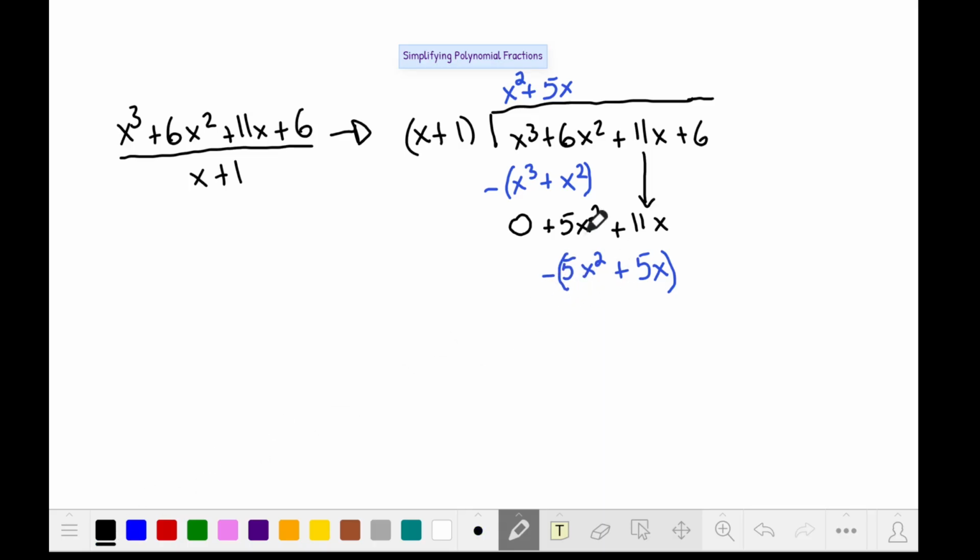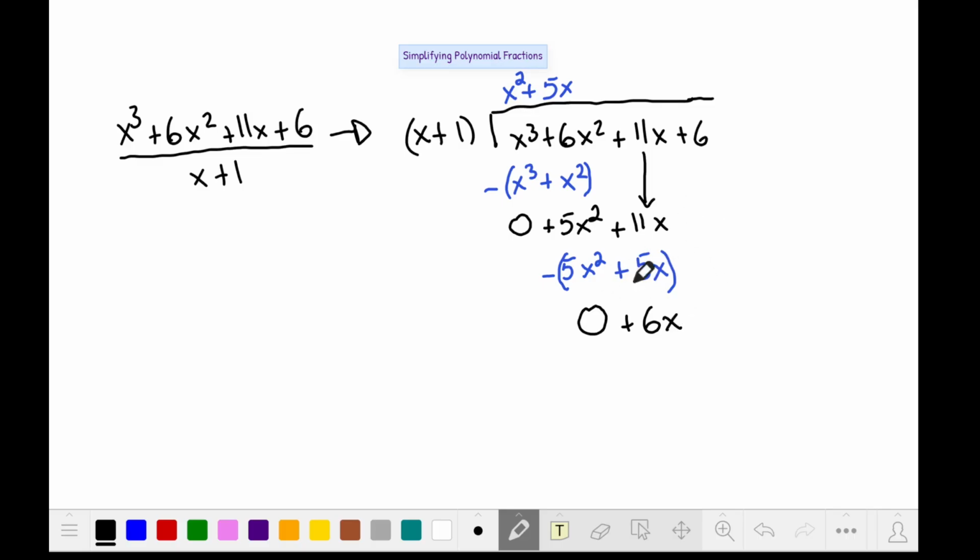All right, so we'll do 5x squared minus 5x squared. Well, anything minus itself is just 0. And then next, we're going to do 11x minus 5x. Well, that's just going to be 6x.